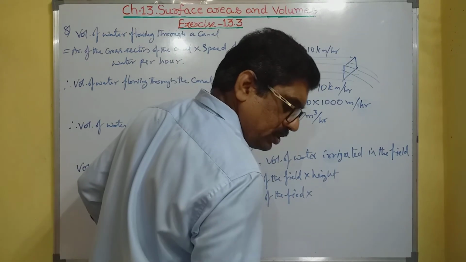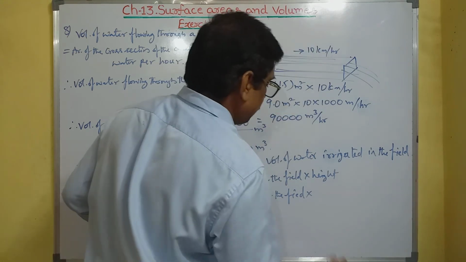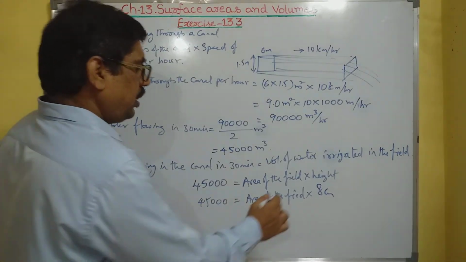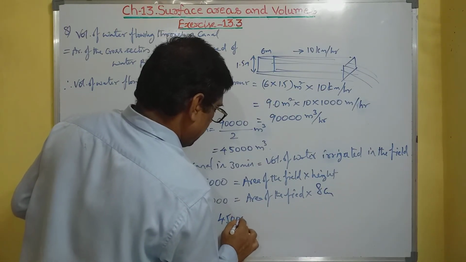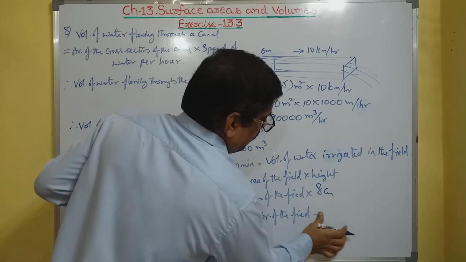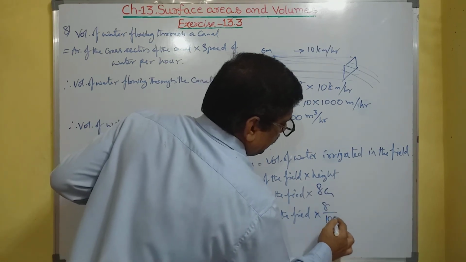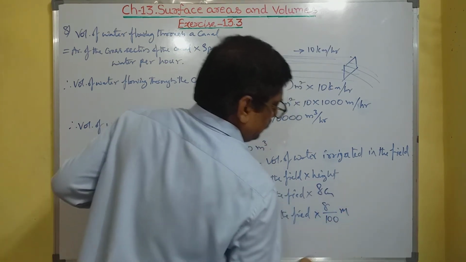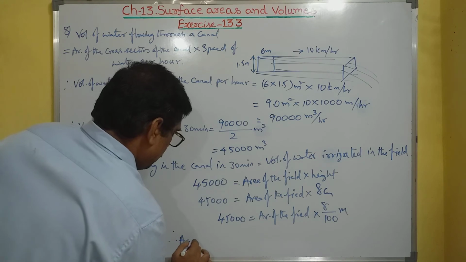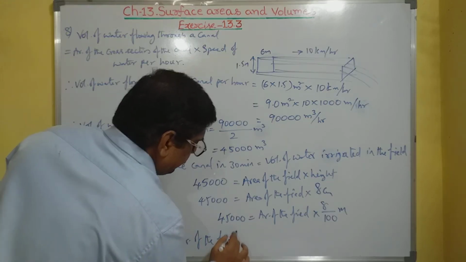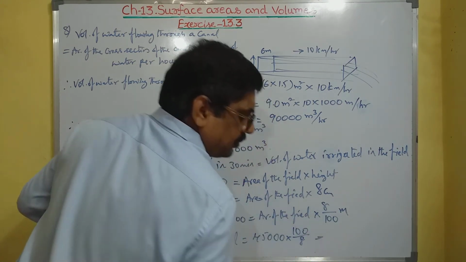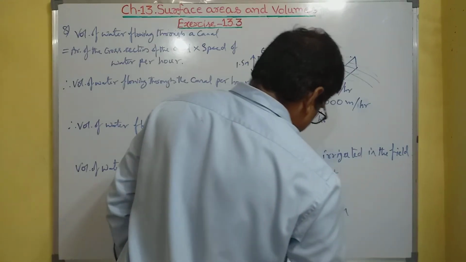Height is given. How much is it given? I think it is 8 centimeters. But all the other values are in meters. So let us convert it. 45,000 is equal to area of the field into 8 centimeters, which can be converted into meters by dividing by 100. Therefore, area of the field is equal to 45,000 into 100 by 8. How much will you get by dividing this?